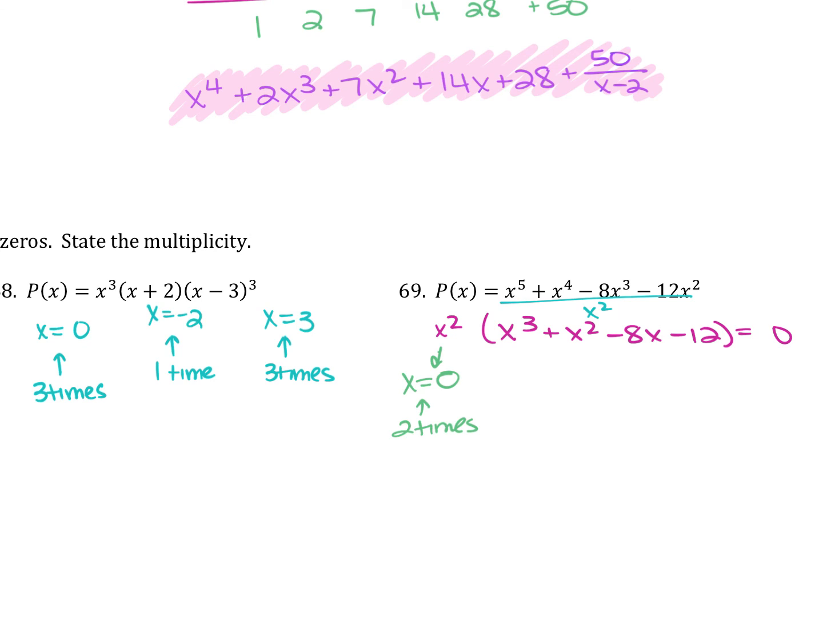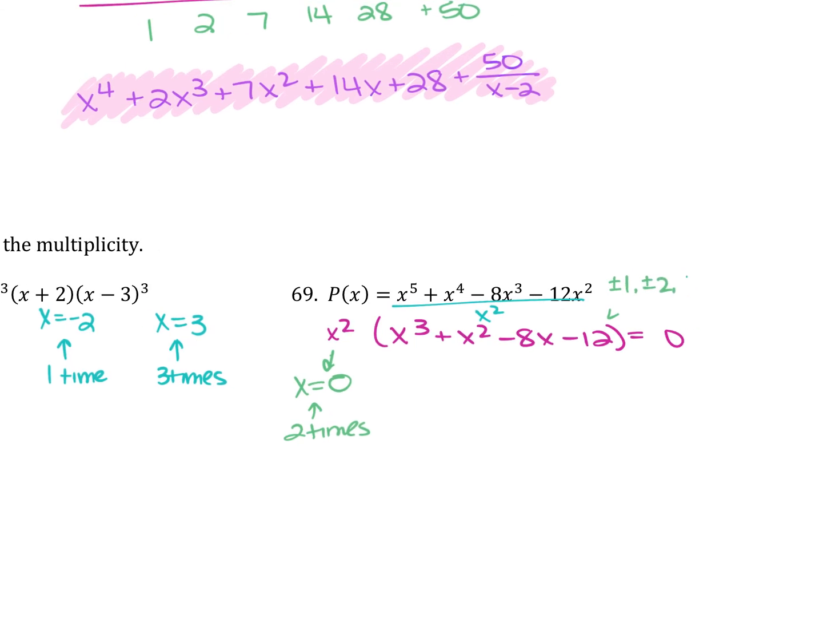From here, you've got to find the factors of that negative 12 that you can use in your synthetic division to give you 0 as a remainder. Your factors of that negative 12 are plus or minus 1, plus or minus 2, plus or minus 3, plus or minus 4, plus or minus 6, and plus or minus 12. If we use negative 2, negative 2 is going to go in your box.